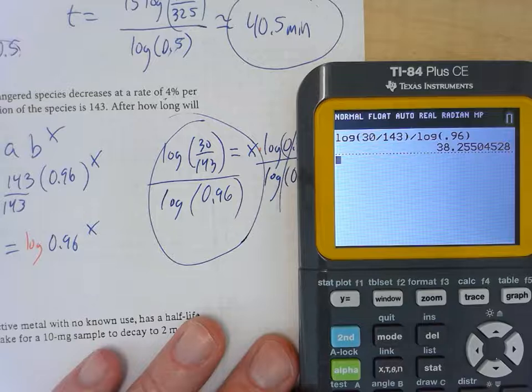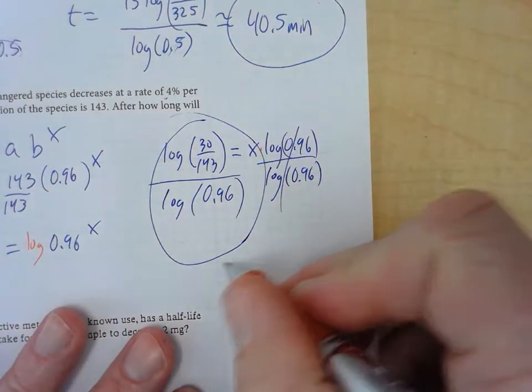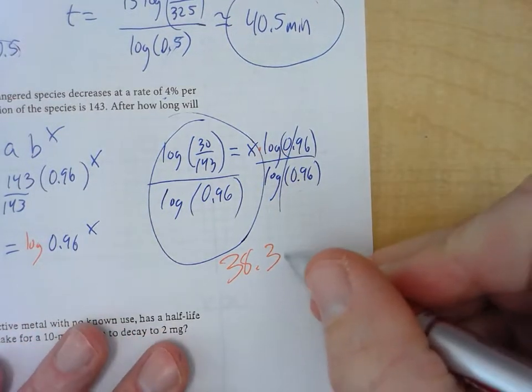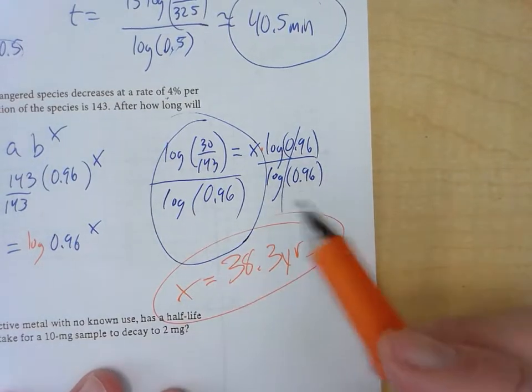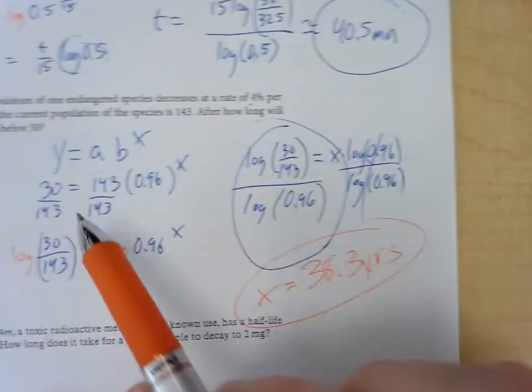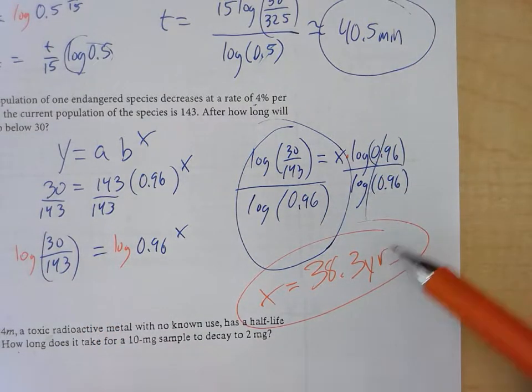So 38.3 years. That's equal to x. So that's how many years it's going to take before the species goes from 143 down to 30. This is minutes, this is years. So that x keeps changing all the time. Drink of water time.